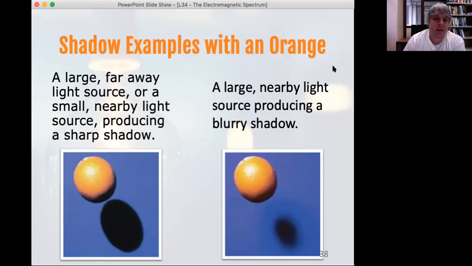So those are the different types of shadows. Just basically, is it sharp or is it blurry? Do you have one light source or multiple, and things like that.